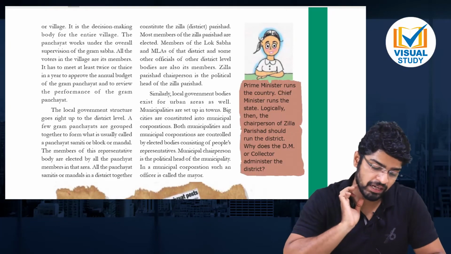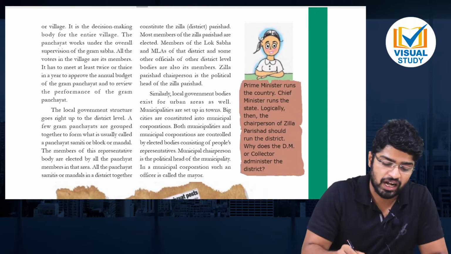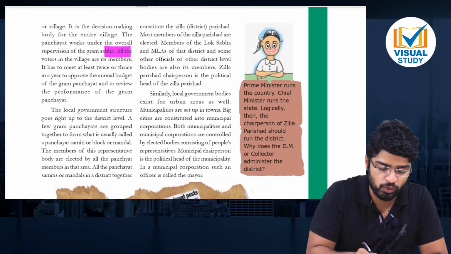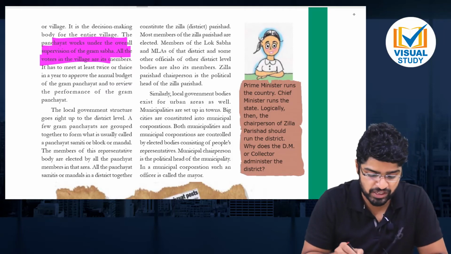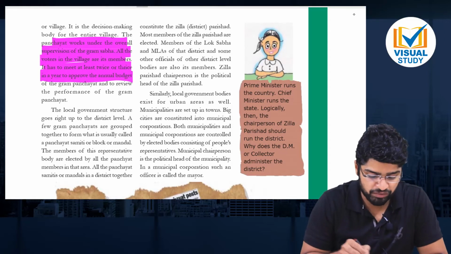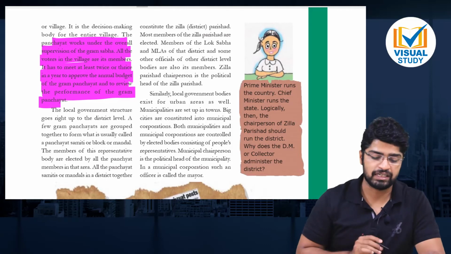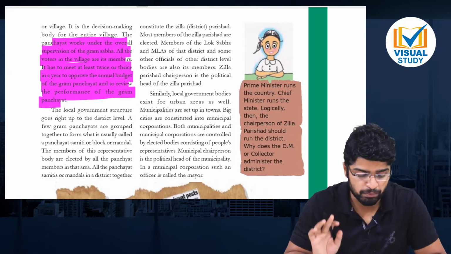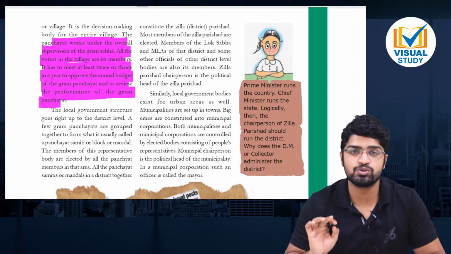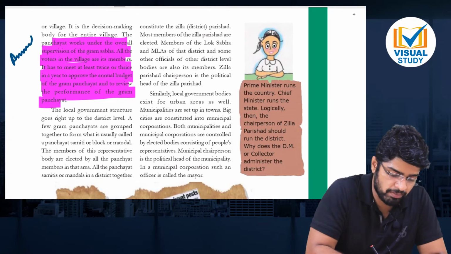It is a decision-making body for the entire village. The panchayat works under the overall supervision of the Gram Sabha. All the voters in the village are its members. It has to meet at least twice or thrice in a year to approve the annual budget of the Gram Panchayat and review its performance. The local bodies meet at least twice or thrice in a year for the annual budget.